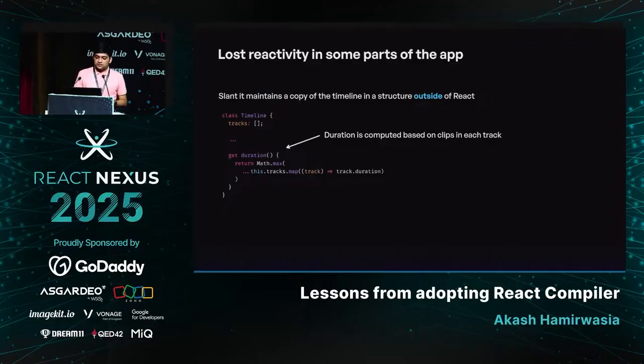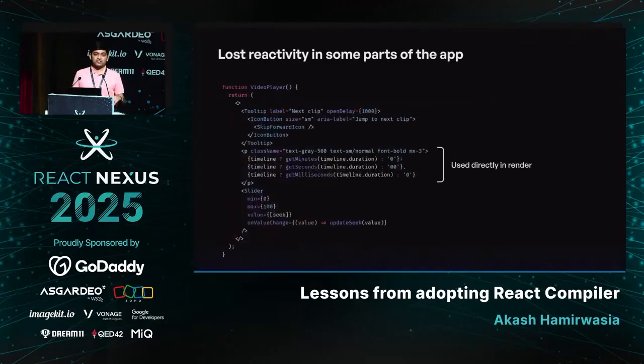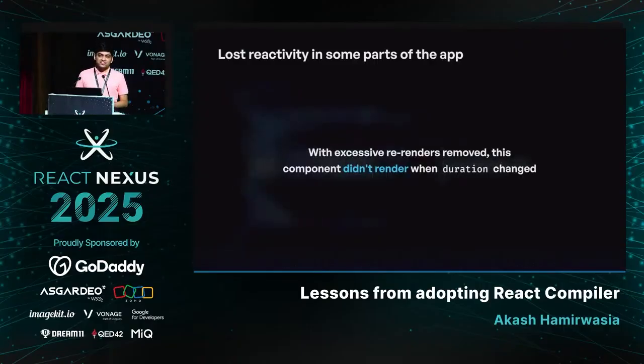And there are multiple such computed properties all living inside this timeline. Now, my mistake was using this directly inside the render function, inside a component, to render the duration of the timeline directly. And while this did work, it was working because the video player component was re-rendering multiple times as the timeline was changing. So it appeared to work, but with the excessive re-renders removed, this component didn't render when the duration changed. And the compiler didn't complain.